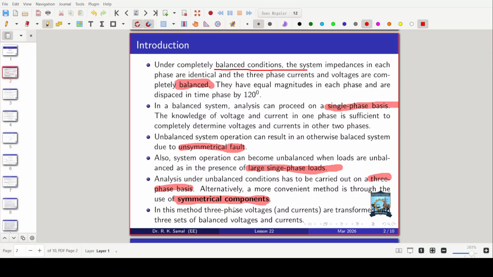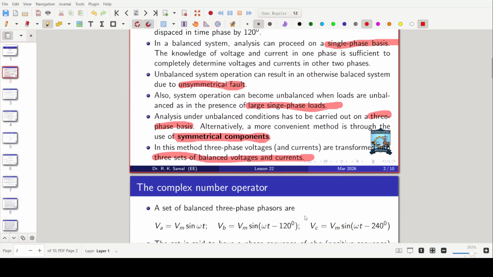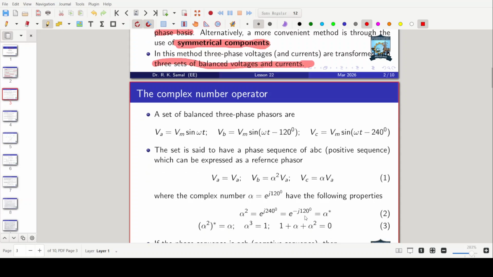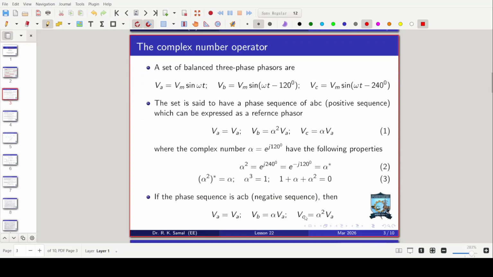So when you use symmetrical components, in this method the three phase voltages and currents are transformed into three sets of balanced voltages and currents. Okay, if you have the notebook, you will mention this, that in the symmetrical component method the unbalanced voltages and currents are converted into three sets of balanced voltages and currents. Now we are going to see how these symmetrical components look.